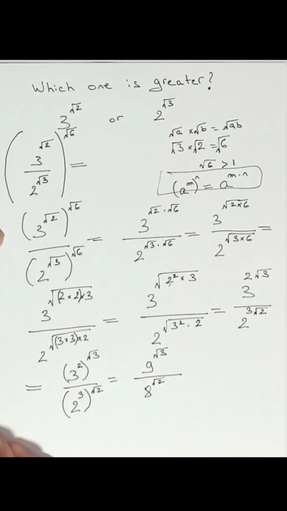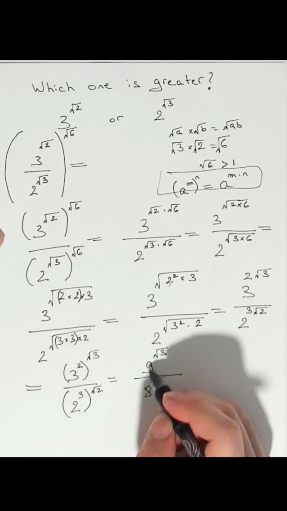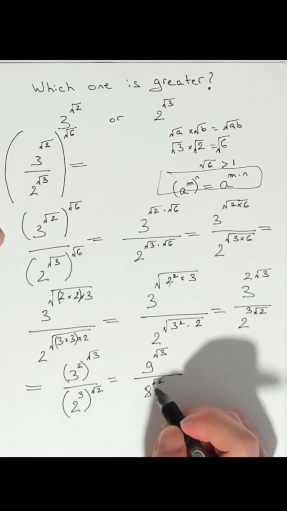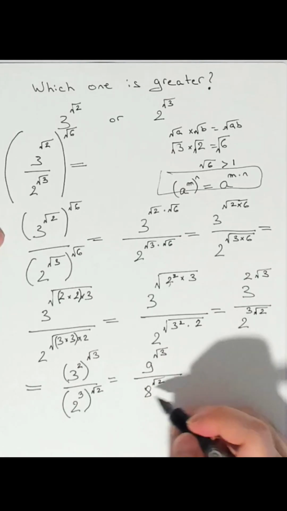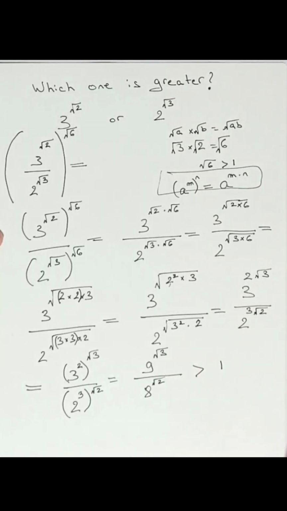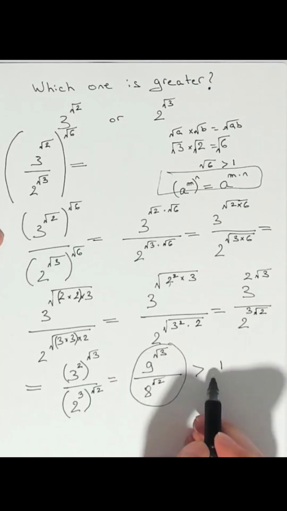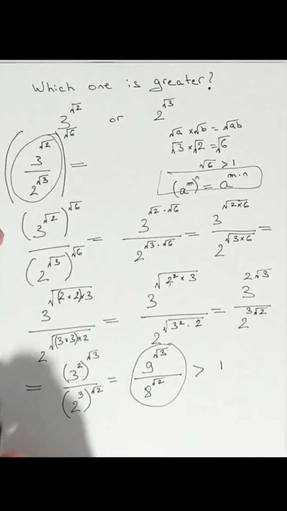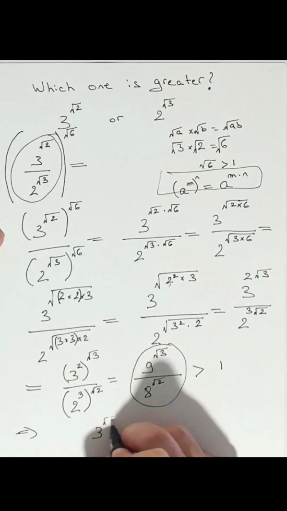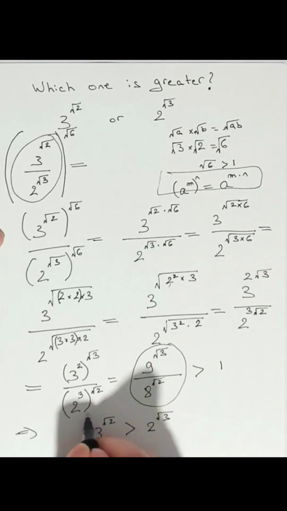Now notice here, 9 is greater than 8, and the exponent of 9, which is radical 3, is greater than the exponent of 8, which is radical 2, which means that this value is greater than 1. This means that the ratio is greater than 1. The main ratio we started with is greater than 1. So 3 to the radical 2 is greater than 2 to the radical 3.